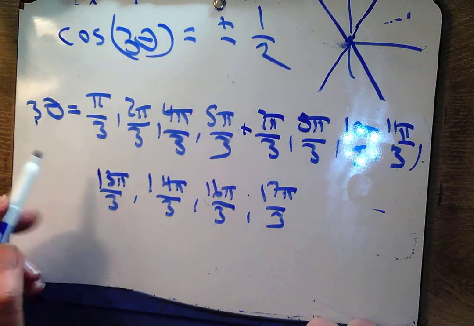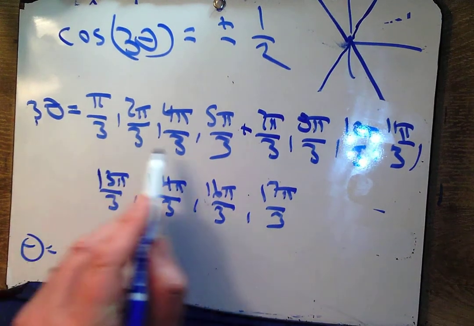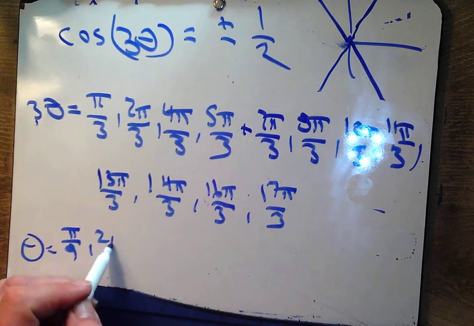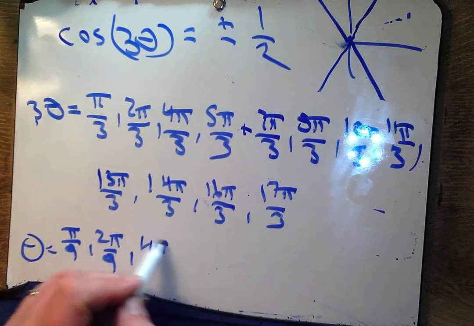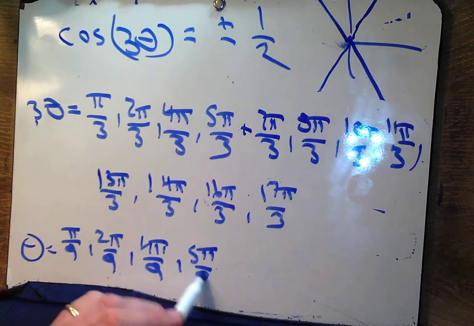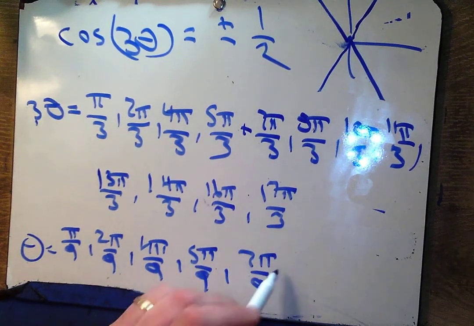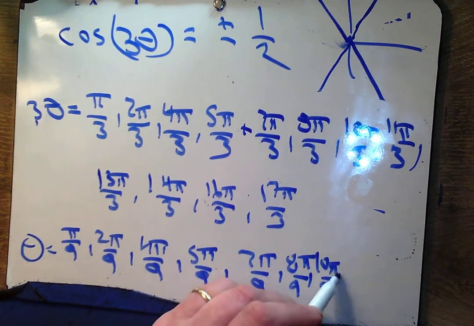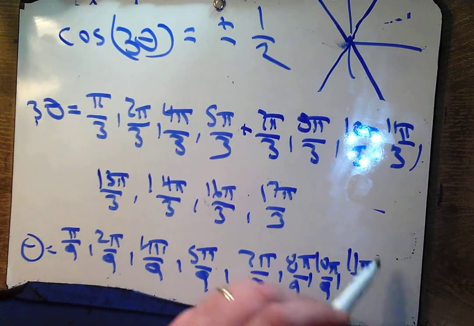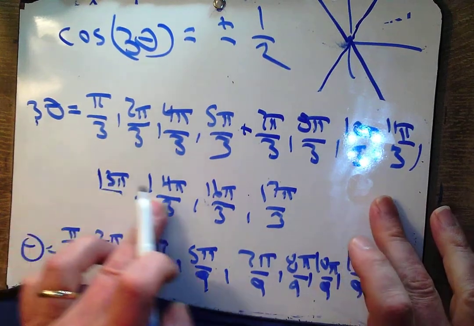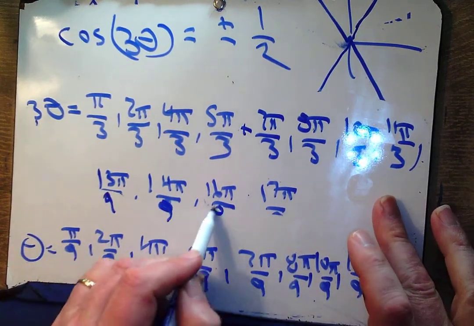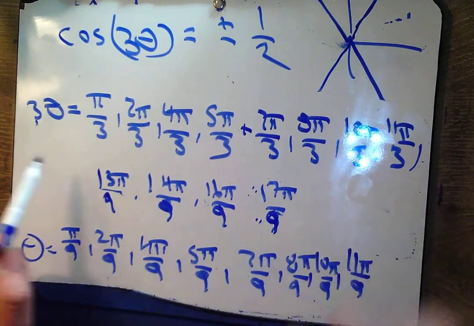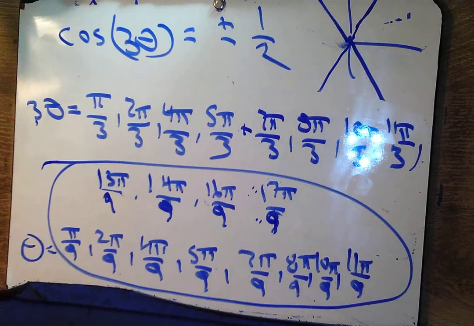But that's 3 theta, and I want theta, so I'm going to have to divide all of these answers by 3. I'm going to have pi over 9, 2 pi over 9, 4 pi over 9, 5 pi over 9, 7 pi over 9, 8 pi over 9, 10 pi over 9. Gosh, there are a lot of solutions. 11 pi over 9. And then we're going to have these over 9 as well. And this is a little less than 18 pi over 9, which would be 2 pi. Look at all those solutions.